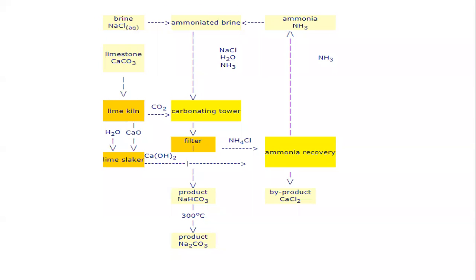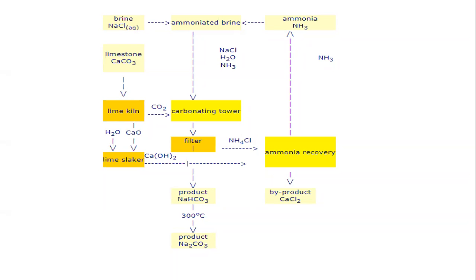This ammoniated brine is further taken into a tower called the carbonating tower, where carbon dioxide is present. The ammoniated brine reacts with carbon dioxide to give you a product. That product you're going to filter, and once you filter, you're going to get your sodium bicarbonate.